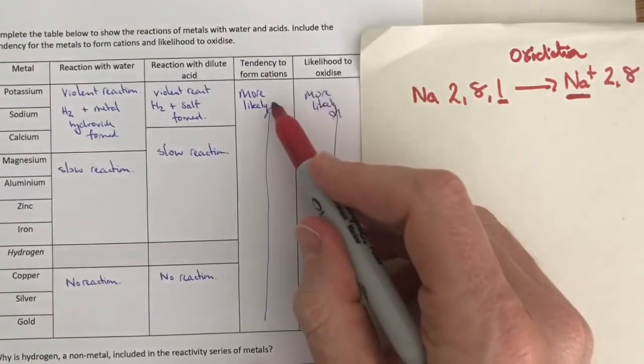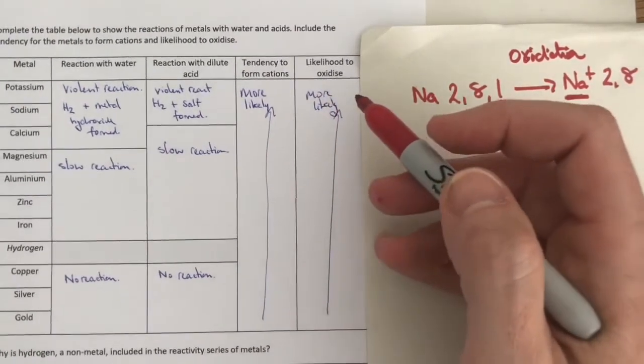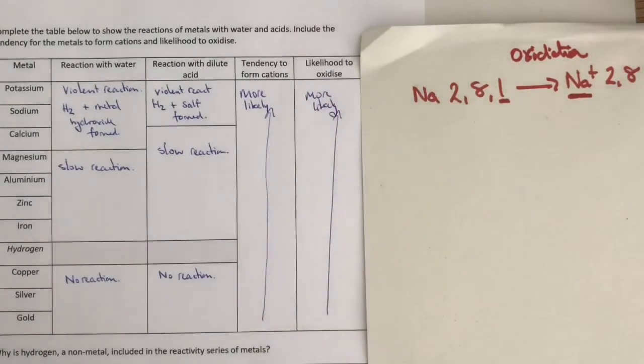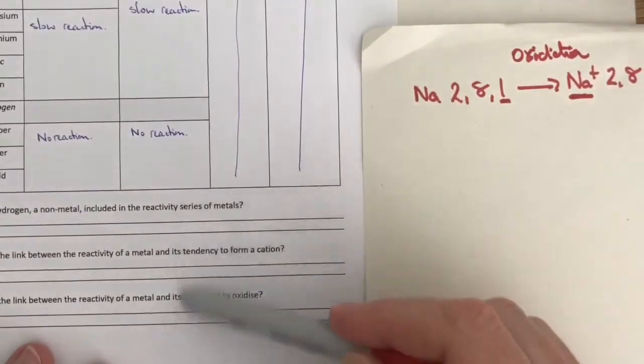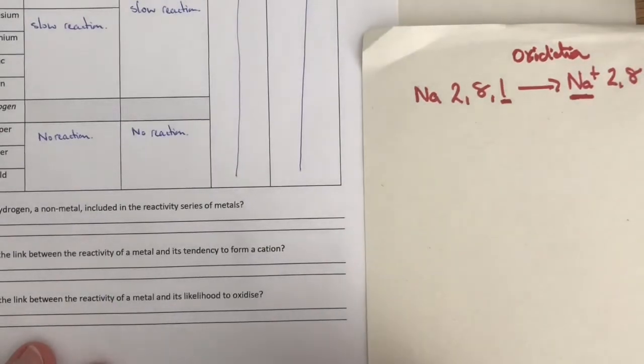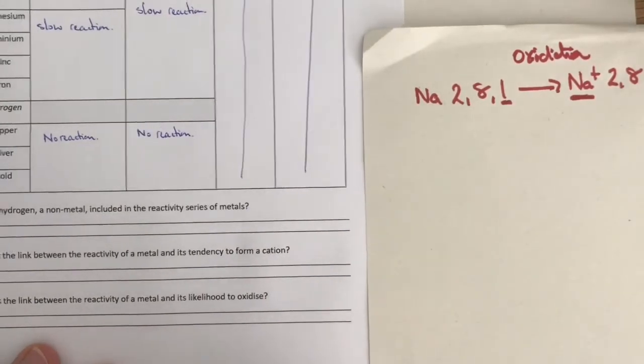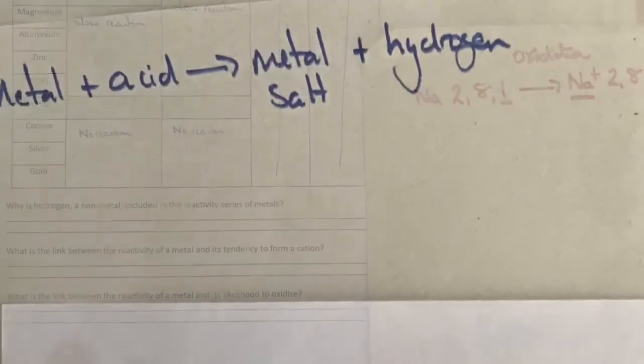So the ability to form cations and the ability to oxidize those electrons are linked to each other. You should be able to fill this table in as we've just done, and underneath are some questions that you should be able to answer on the basis of this table. There's going to be a second part of the video which looks at reactions with acids in particular. Good luck with that work.